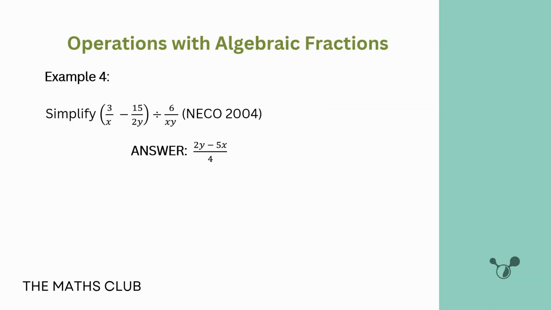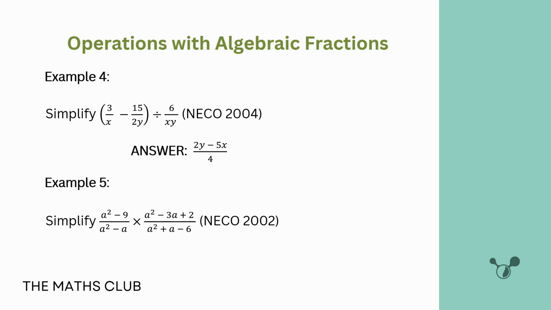Great. The next example is that we should simplify a squared minus 9 all over a squared minus a, multiplied by a squared minus 3a plus 2 all over a squared plus a minus 6. This is from NECO 2002. If you want to pause the video to try this out yourself, feel free to do so, but I'll continue ahead.